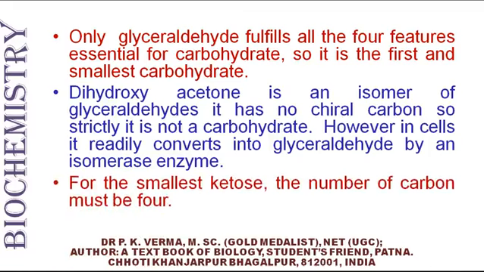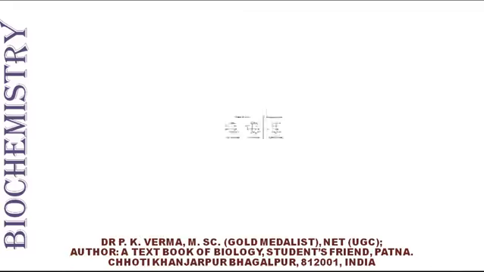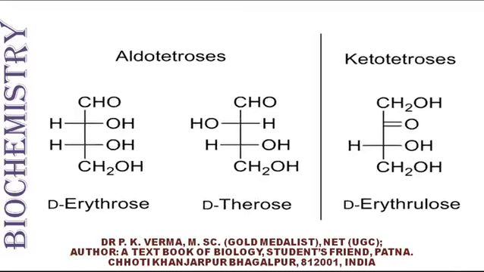For the smallest ketose, the number of carbons must be 4. You can see here, these are the 4 carbohydrates. The first two are aldotetroses and the third one is a ketotetrose. In the ketotetrose, carbon number 3 is asymmetric and also bears a hydroxyl or alcohol group. It has 3 alcohol groups at carbon number 1, 3 and 4. This smallest form of ketotetrose is called erythrulose.